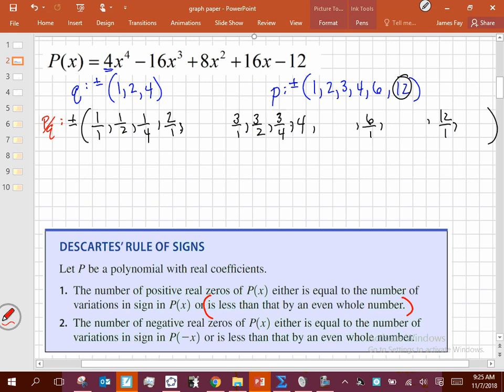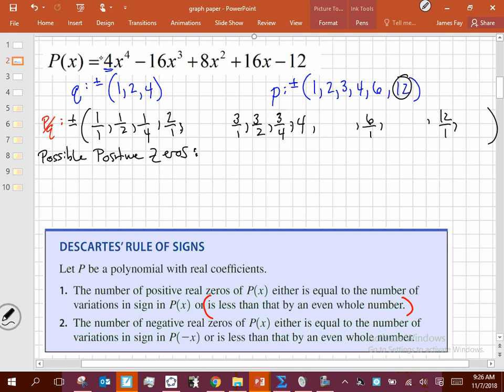That's kind of wordy to say, so "less than that by an even whole number" just says subtract 2, and then subtract 2 again, that would be reduced by 4, an even number, right? Or subtract 2 again, that would be reduced by 6, and you keep doing that until you exhaust your ability to have a positive amount of zeros. So what I always do is I write down possible positive zeros, and I use this information to help guide my process when I'm going through.